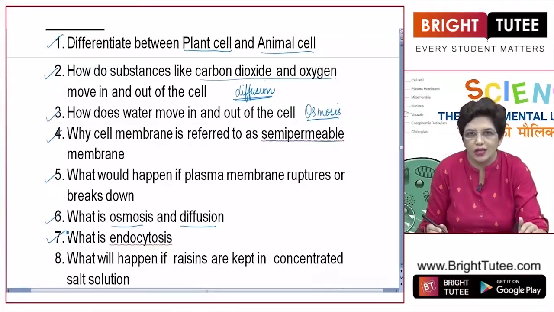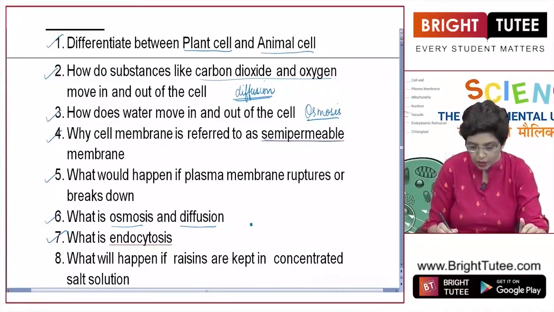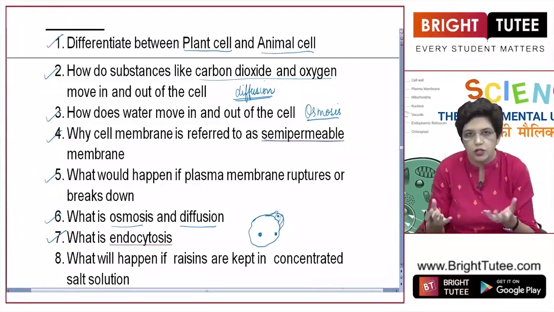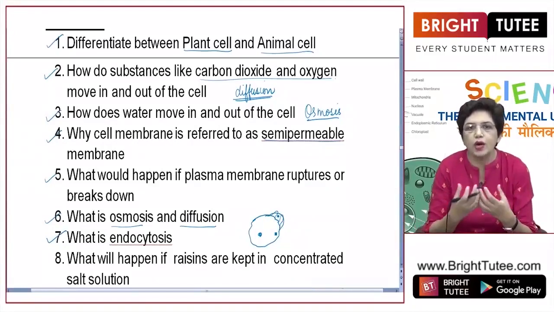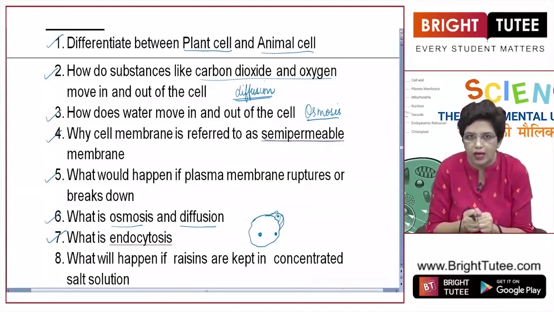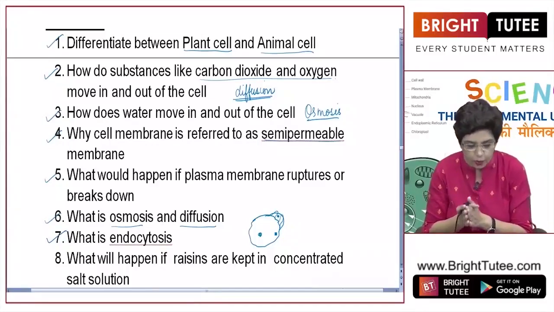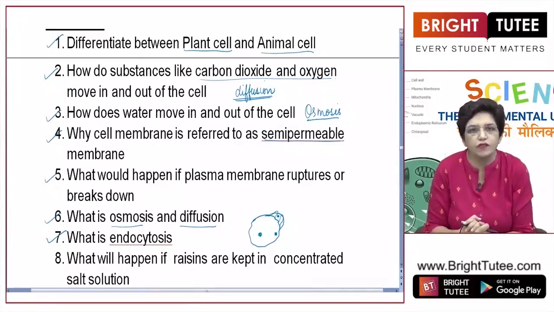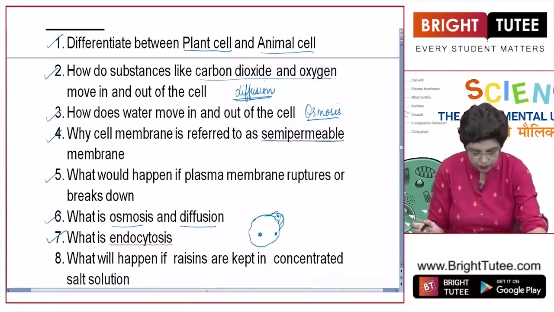Next question, what is endocytosis? I just showed you in case of amoeba. Since the plasma membrane is flexible, if there is food, what will happen? It will form some pseudopodia across it and it will engulf it. So this taking in of food material or any other substance from the surrounding is called endocytosis. A very important example is engulfing food by amoeba.